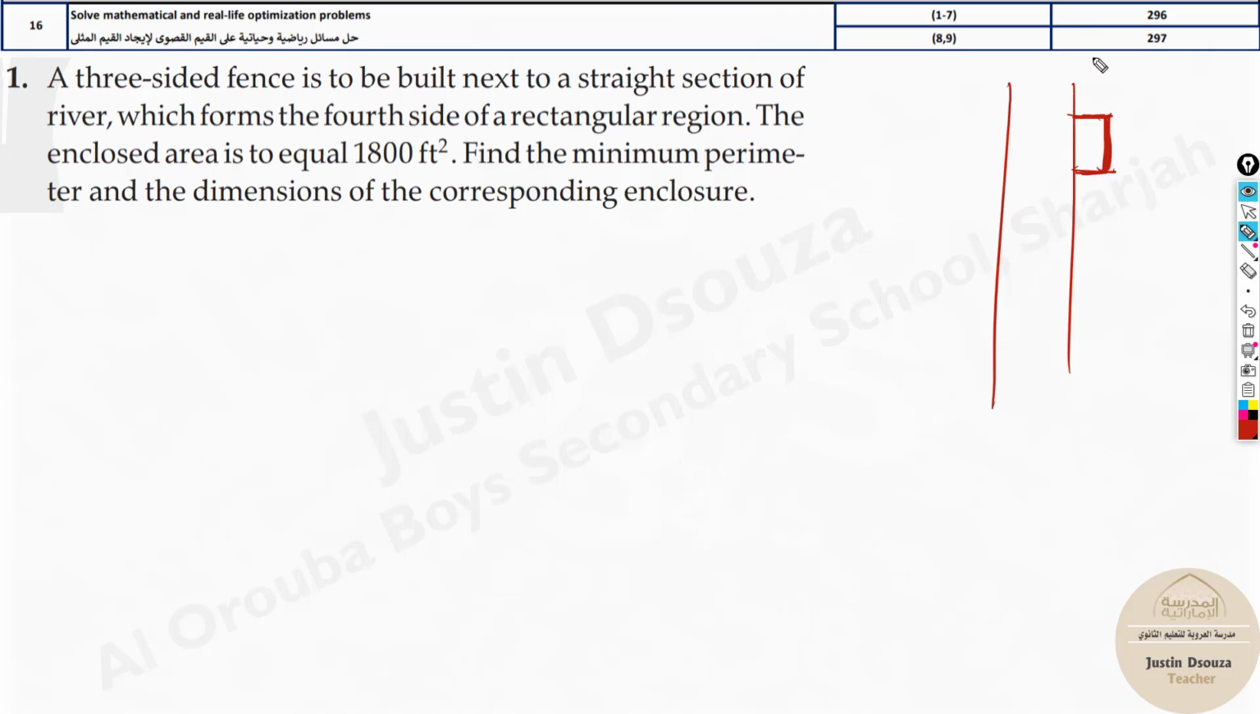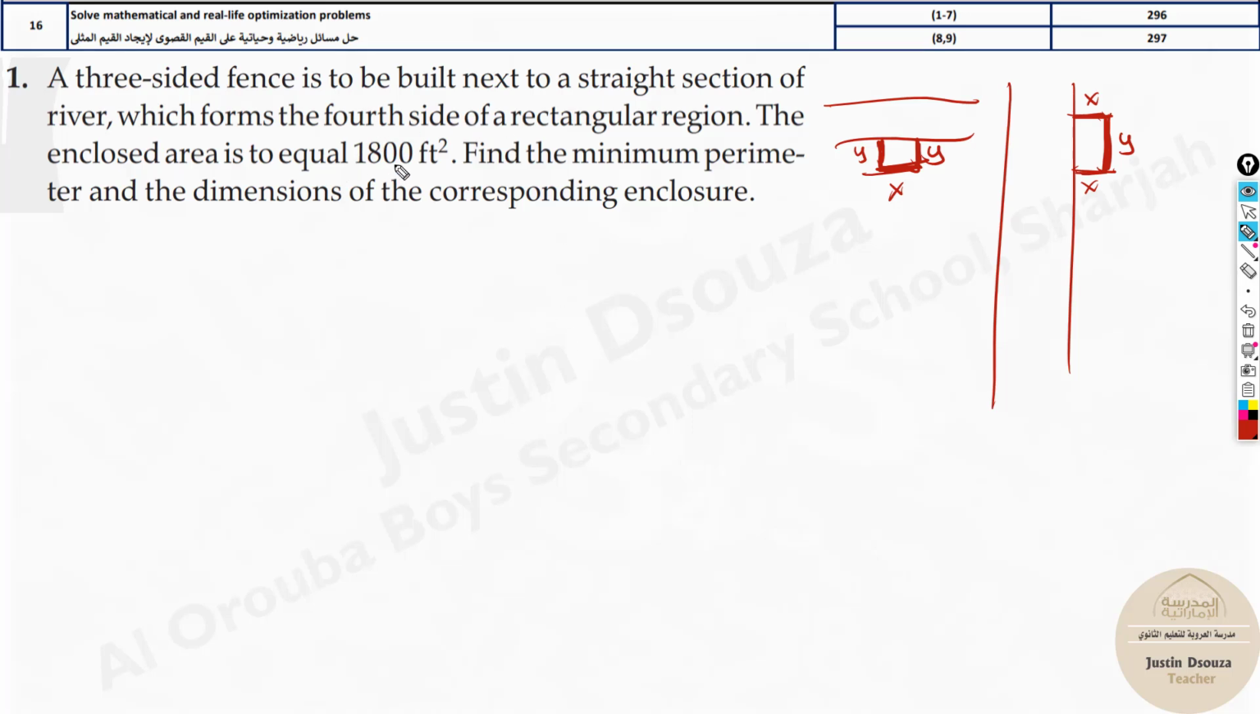Now here, how I've drawn it is a vertical river, and this is the horizontal length x, x, and y. Now imagine if you have drawn the river like this and the fence like this, that is also fine. It's just that you will have y, y, x. Both are fine. You will get the final answer to be the same. Now let's try solving it.